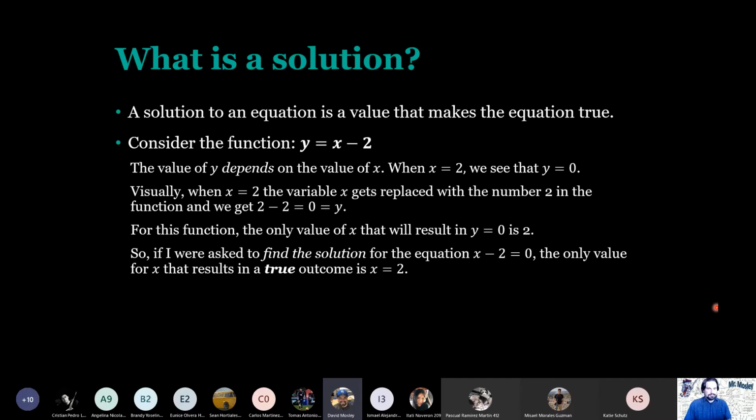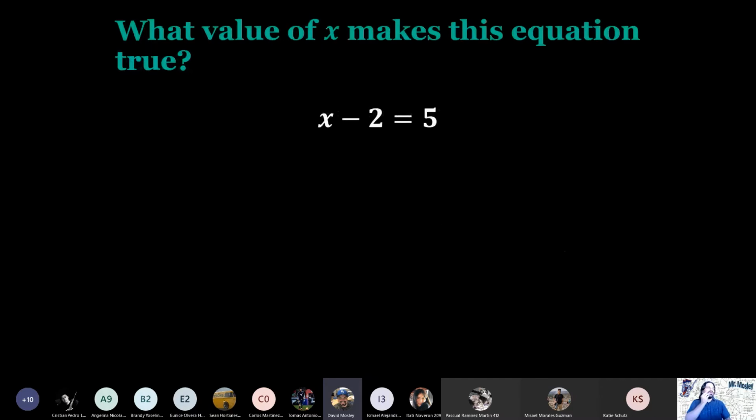All right. So, what value of x makes this equation true? What do you guys think? What value can I replace x with so that we have a true equation?